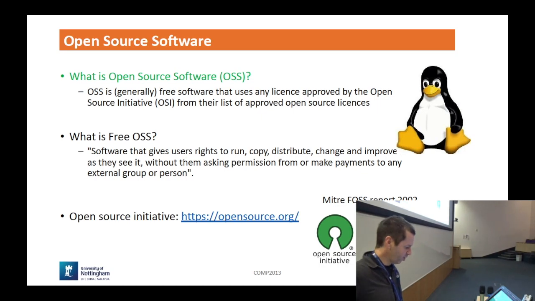So what is free open source software? Software that gives users rights to run, copy, distribute, change, and improve as they see it without asking permission from or making payments to any external group or person. I mean, there was a time when this concept of open source software didn't exist. And it's a great discussion and it's a great philosophy.